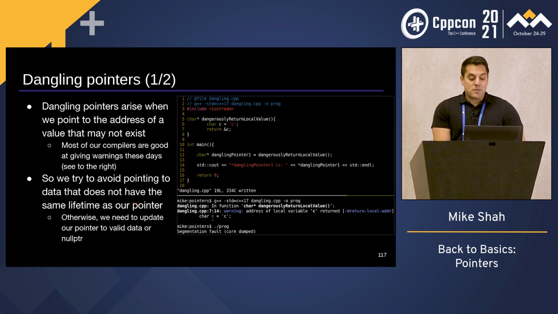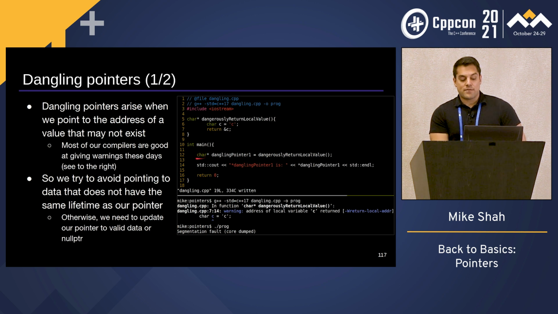The next type of problem is what's known as a dangling pointer. That's when we point to memory that doesn't exist for some reason or another. Maybe it was deleted, maybe another part of our program deleted it, or maybe it just went out of scope. In this example, I've got a function at line 5 called dangerously return local value. What's that doing? At line 6, I create a character, local in scope, and then I return the address of that character.